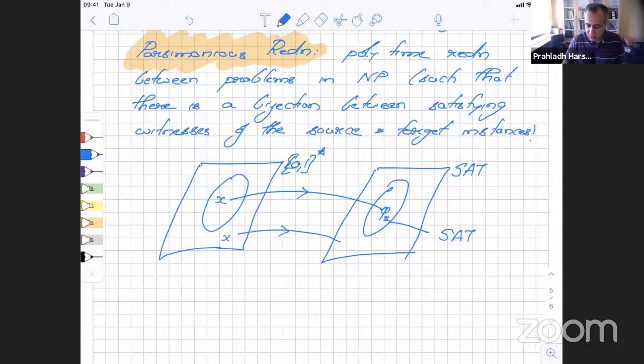X outside is being mapped to an unsatisfiable phi of x. But it has the property that if x has 10 satisfying assignments, or 10 satisfying witnesses, phi of x has 10 satisfying assignments. There's a bijection. The reduction only wanted things inside to go to things inside, things outside to go to things outside. But it has this other feature that it's not only a mapping between the instances, it's also a mapping between the satisfying instances for x and the satisfying instances for phi of x. Every x is carried to only one phi of x, the way the reduction operates.